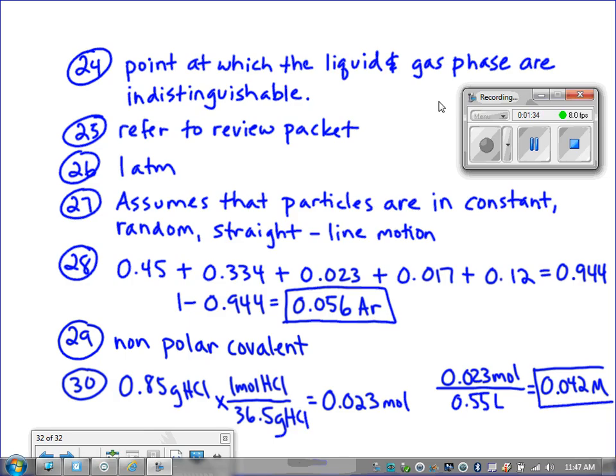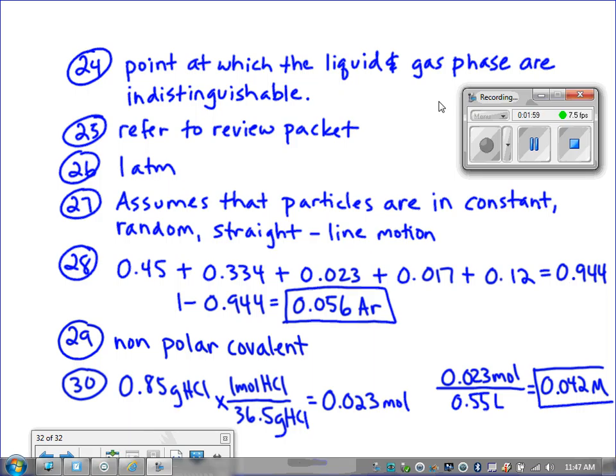Number 25, you're going to need to review your review packet. I'm sorry, number 26 is 1 ATM. 27 assumes that particles are in constant random straight line motion. That's a summary of the kinetic molecular theory that you will need for your test.